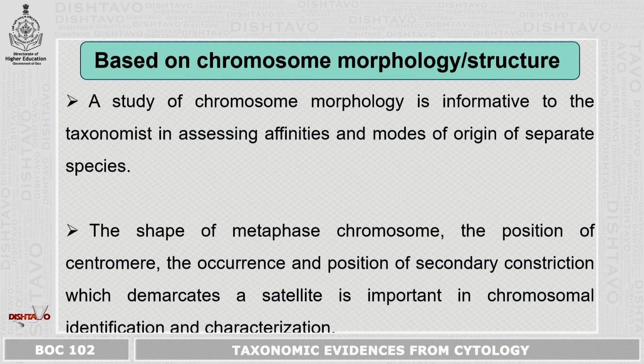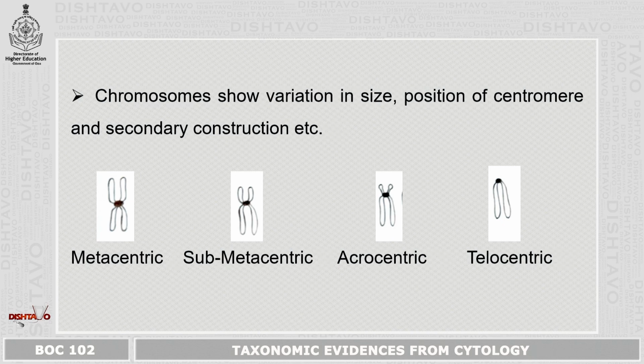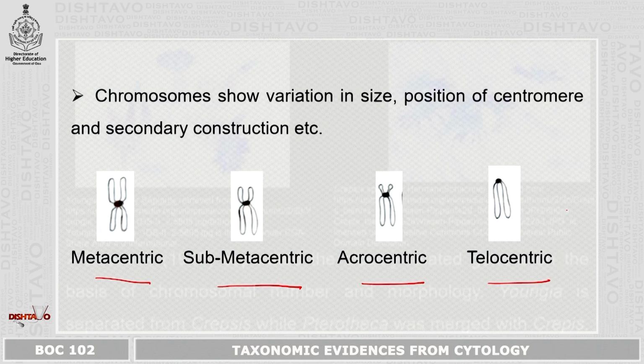Whereas, based on chromosome morphology, that's a structure. A study of chromosome morphology is very informative to the taxonomists in assessing affinities and modes of origin of separate species. Now, there are a large number of characters like the shape of the metaphase chromosome, the position of the centromere, the occurrence and position of secondary constriction, which demarcates a satellite, important in chromosomal identification and characterization. Based on chromosome morphology, they show a lot of variation depending upon the position of the centromere and the secondary constriction. Now we have metacentric, submetacentric, acrocentric, telocentric types.